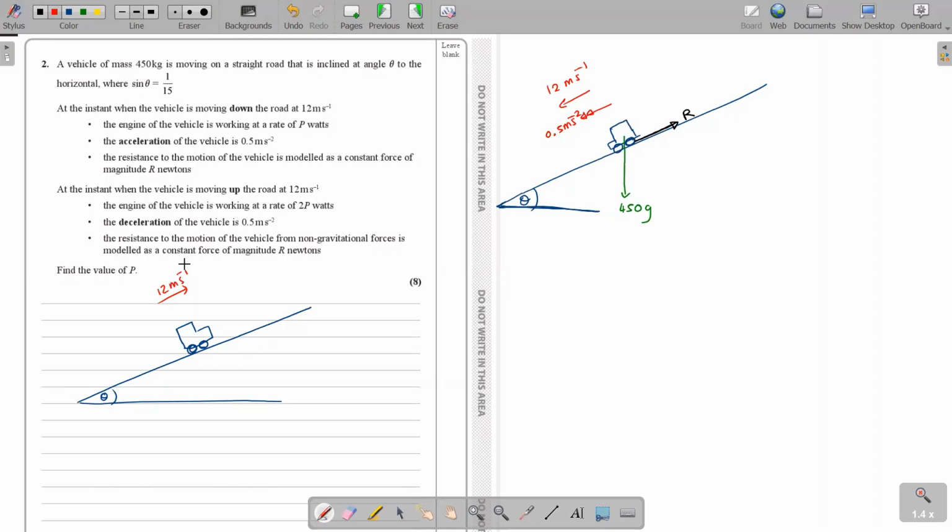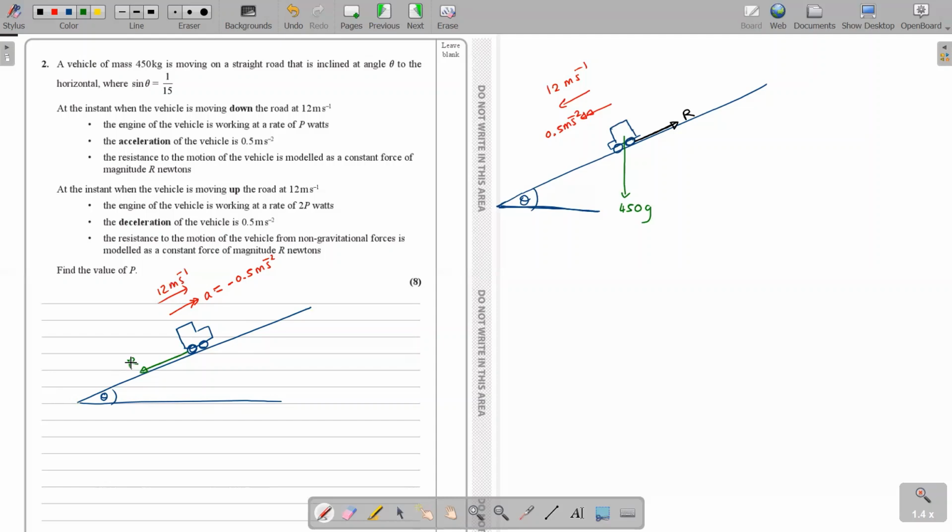So when they use the word deceleration, what do you understand? The vehicle is moving up. How do we mark deceleration of 0.5? It means the acceleration is how much? Minus 0.5. Okay, the deceleration is 0.5 means the acceleration is minus 0.5. The resistance to motion of the vehicle from non-gravitational force is modeled as a constant force of magnitude R. So this time the resistive forces will be acting against the motion. It's going up, so it will act to this side.